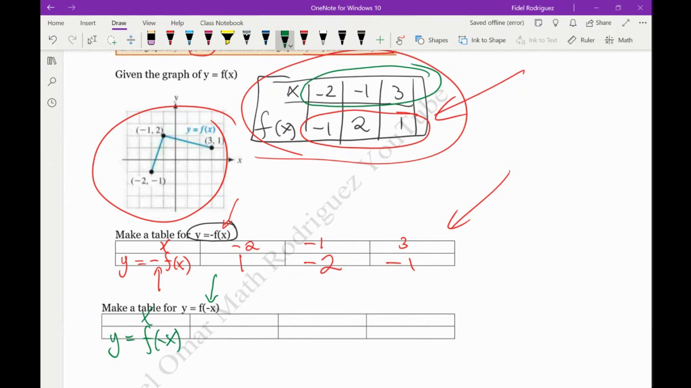So that used to be a -2, now it's a +2. If that was a -1, now it's a +1. If this was a +3, now it's a -3. Since there's nothing going on in front of that f or after that parenthesis, that tells me, hey, your y values aren't changing. Leave this as a -1, a 2, and a 1. And you're done.